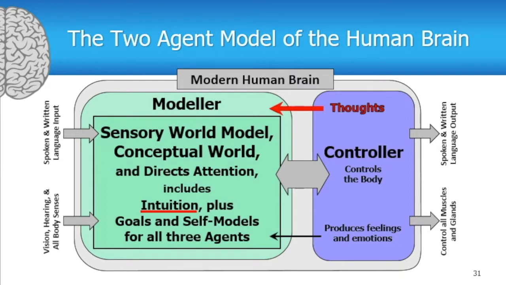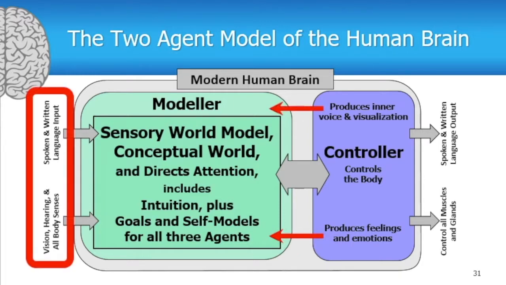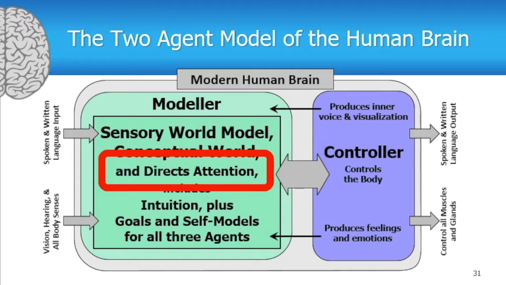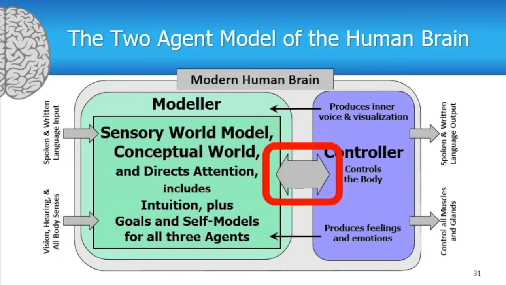On the other hand, intuitions are effortless. They just pop into our awareness without any effort, and we, the modeler, immediately know they are correct since they came from the world model itself. The controller also produces the feelings and emotions. Notice that all these things that we can be consciously aware of are precisely the inputs to the modeler. While the modeler is directing attention, the modeler is determining the currently important parts of the world model that should be passed through this interface to the controller.